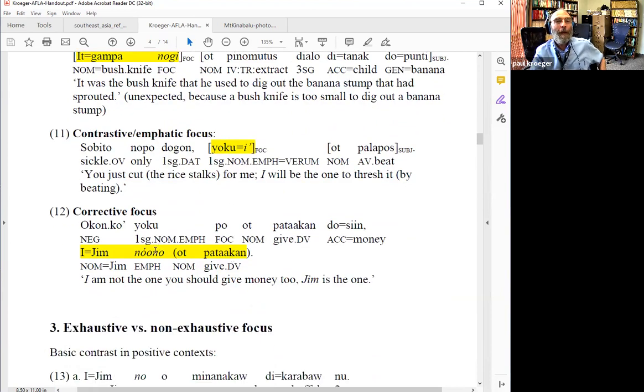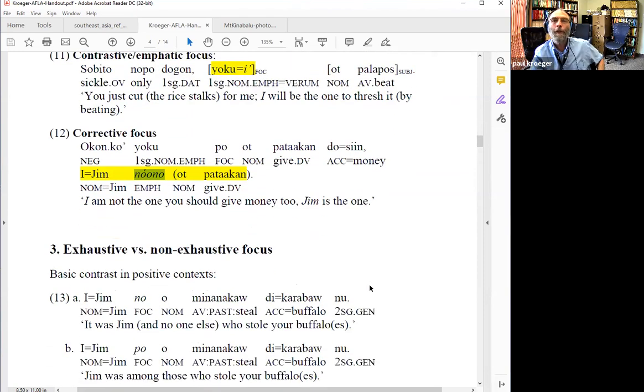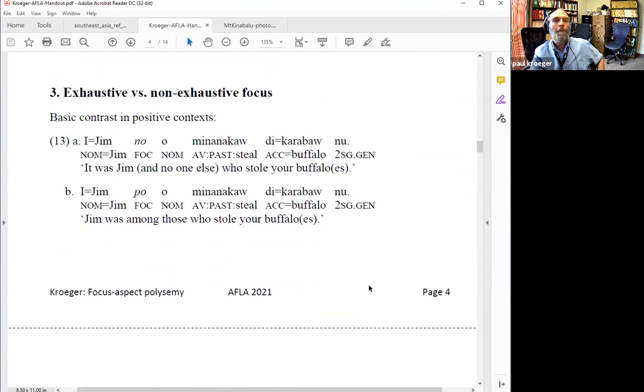And then with no, this general emphatic particle that shows up all over the place, this is a way of marking corrective focus: not me, but Jim, right? Yoko no, Jim no, sorry. Interestingly, all but this last one occur in the same position class. I added an appendix at the end of the handout. If you're interested, there's a chart that shows the ordering relationships among the second position clitics in Kimaragang. Won't take time to talk about that.